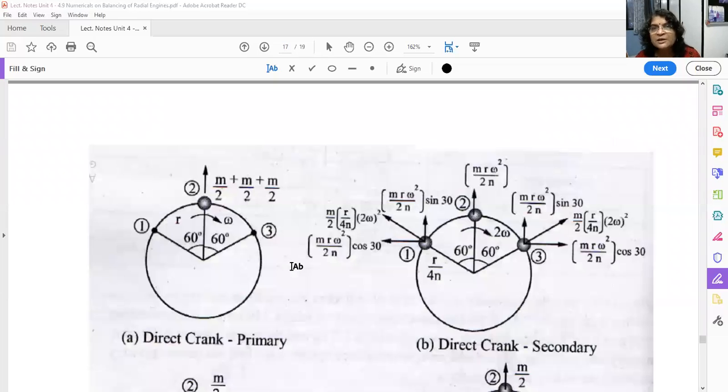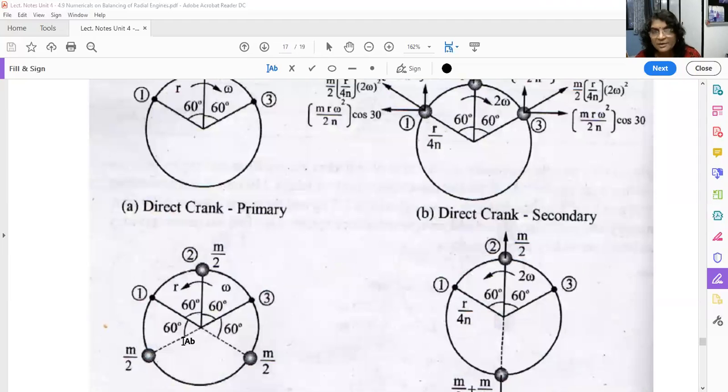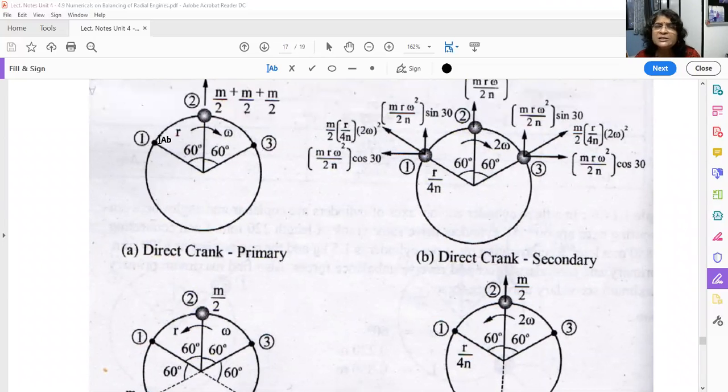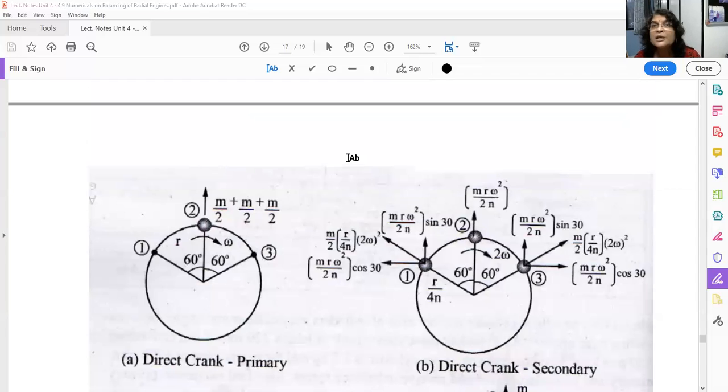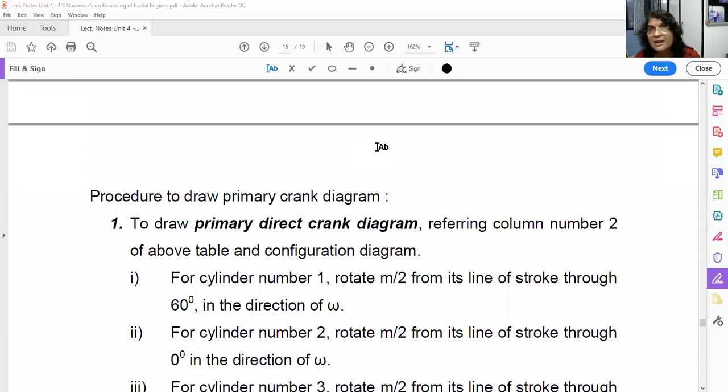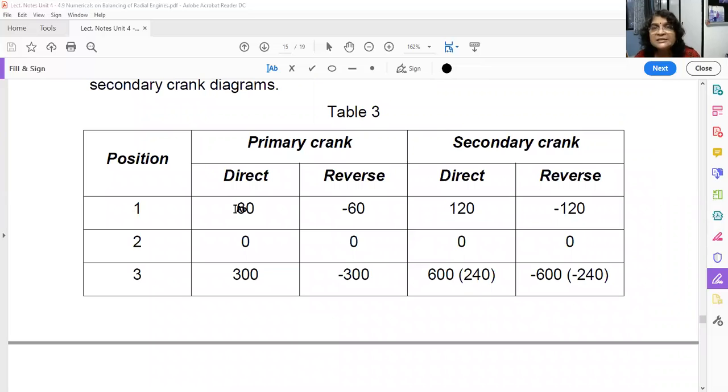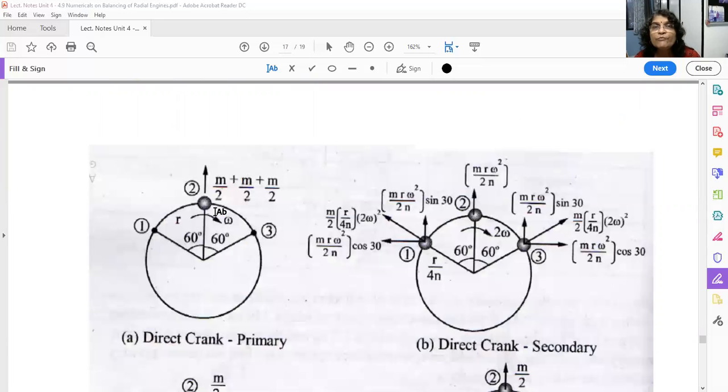What are those 4 diagrams? Okay, direct primary crank diagram, reverse primary crank diagram. So this plus this will give you total primary unbalanced force. Then draw direct secondary crank diagram, reverse secondary crank diagram. This plus this will give you total secondary unbalanced force. And how to, again, first you have to write down these 3 original position. Cylinder number 1, 2, 3, 1, 2, 3, 1, 2, 3, 1, 2, 3. And then you rotate these m by 2 using this column of this table, respective column, and just see where your m by 2 will be going.